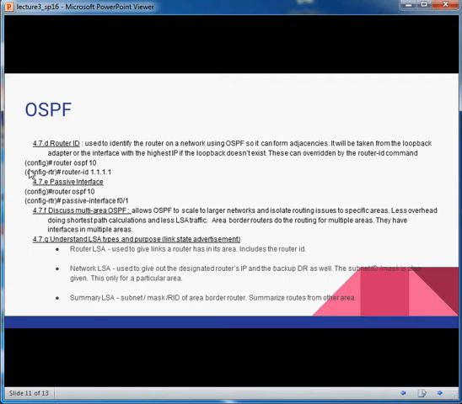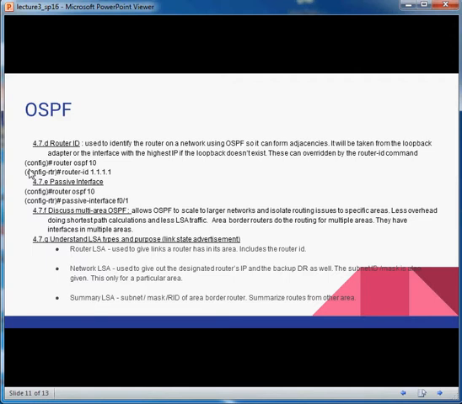When you are talking about multi-area OSPF, it's useful to break up your network so you have more of a hierarchy, and it doesn't get too saturated with link state updates. You can control your traffic more by dividing up your areas and dividing your network that way.